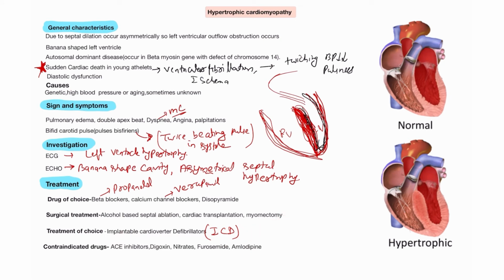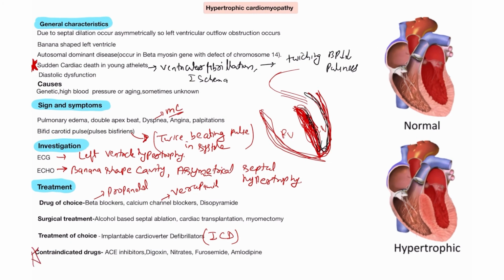And which drugs are contraindicated? Please also learn which drugs are contraindicated in hypertrophic cardiomyopathy: ACE inhibitors, digoxin, nitrates, furosemide, and amlodipine. Please learn this, because many times the question is asked: what are the contraindicated drugs in hypertrophic cardiomyopathy? So the contraindicated drugs are ACE inhibitors, digoxin, nitrates, furosemide, and amlodipine.